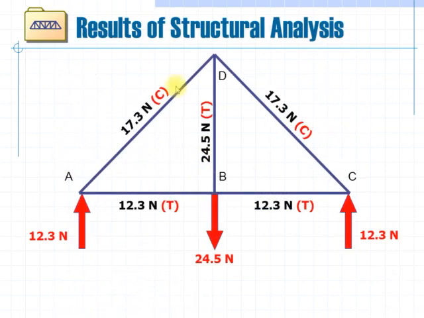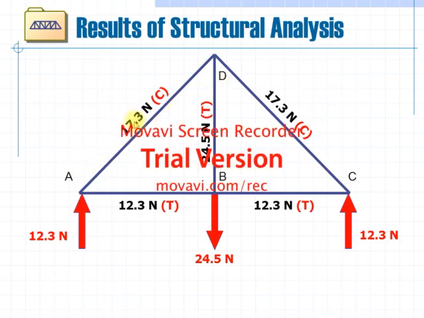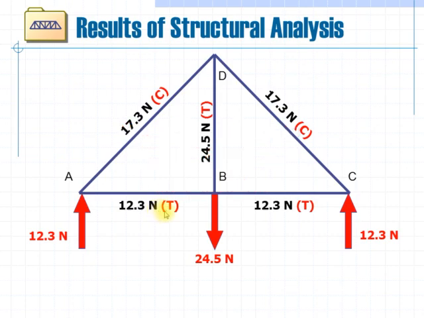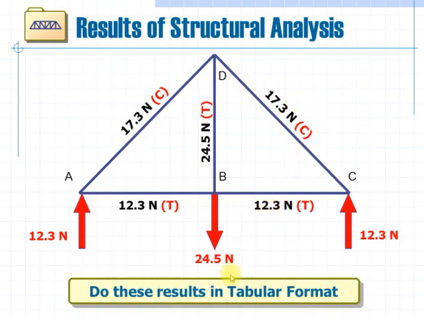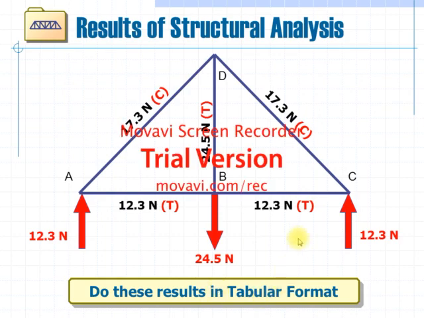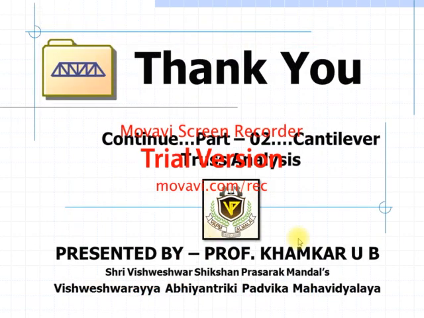So these are the forces. The force in member FAD is 17.3 Newton, which is compression. The force in member AB is 12.3 Newton, that is tensile force. All these types of forces are calculated in each member, and presented in tabular format. In part 2 we will discuss the cantilever truss analysis.